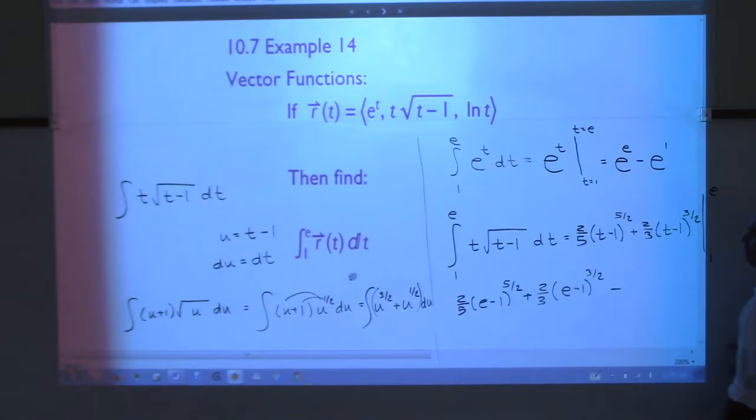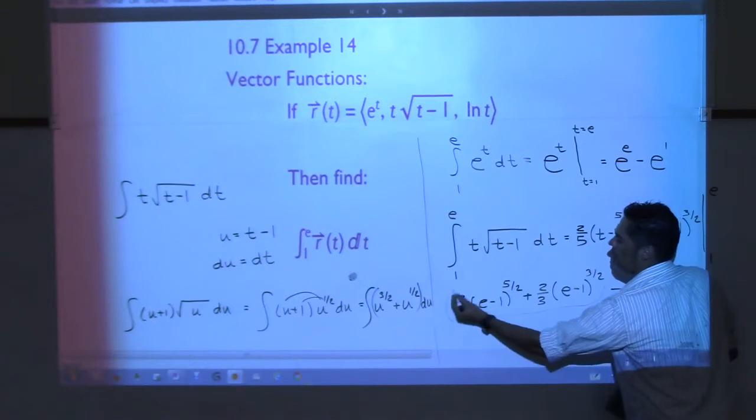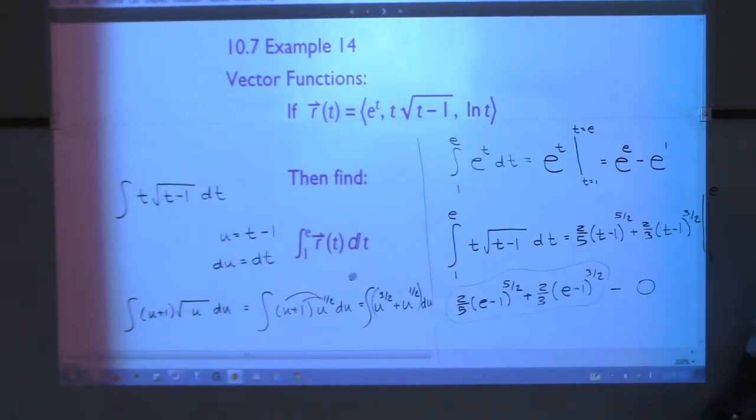Minus, now let's plug in 1. And when I plug in 1, things are good, right? 0, 0, it's gone. So really, that's it. That's all I have, right? So this is the second component of my answer. I'm going to leave it like that. That's the exact form. You could factor and stuff. Just leave it, all right?